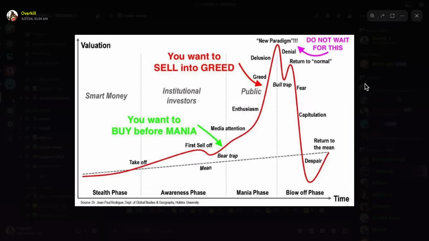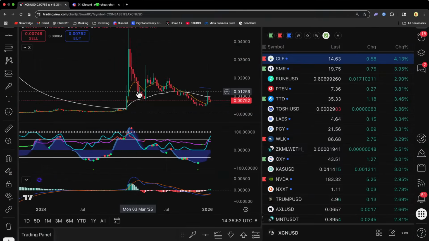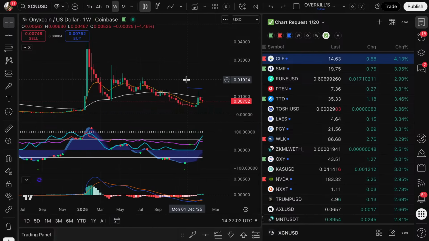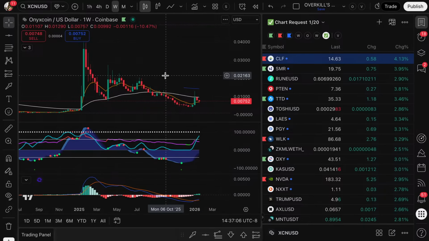We're waiting for our impulsive move to the upside. When that happens, we take our profits. I don't care if it takes 6 months, 7 months, 8 months, whatever it is. However long we have to wait to catch that ride, we wait. Sometimes it happens fast, sometimes it happens slow.